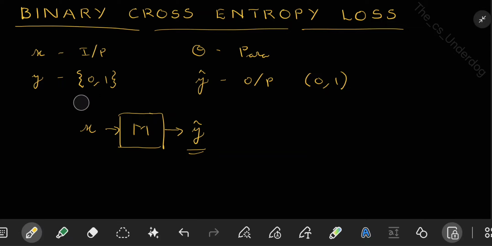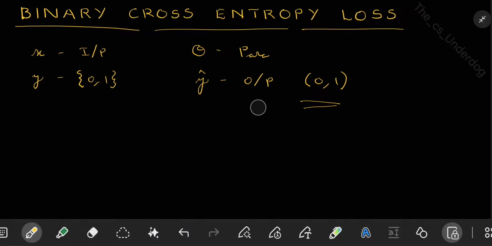Y is the true label which will take either 0 or 1. But y cap is the model output. It can take any value from 0 to 1. So what are you going to do with this y cap? You are going to interpret y cap as the probability that input x is belonging to class 1. If you assume that whatever is y cap, it will be a value between 0 and 1. So let us say you got 0.87.